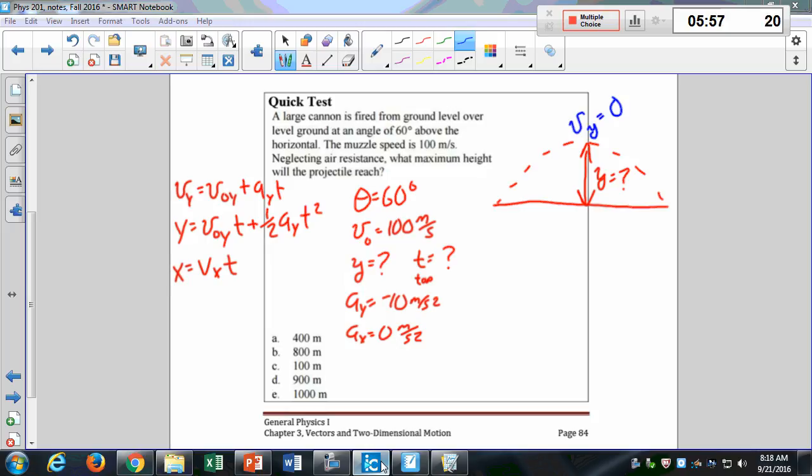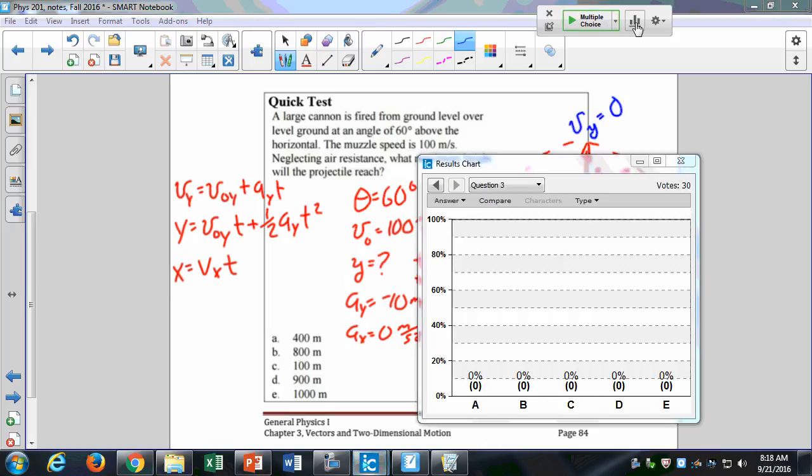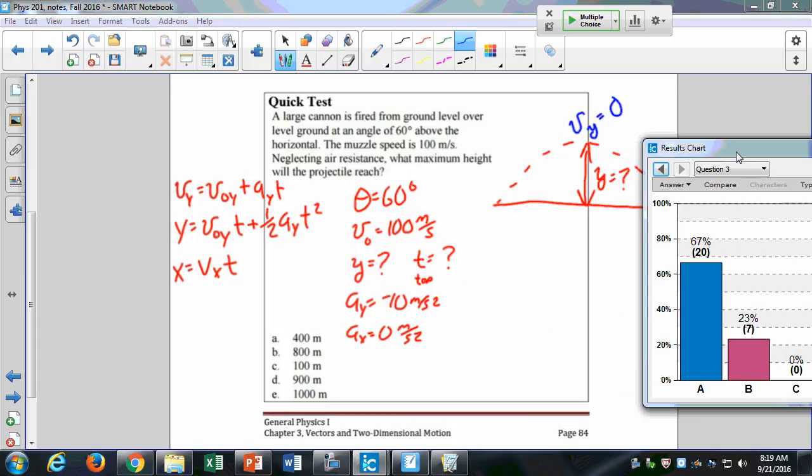I'll stop at 6:10. If you're not certain, just guess. We're going to stop at 6:10. Okay, I think A is right. I'm going to go ahead and mark it correct.